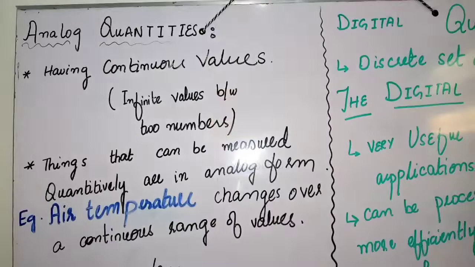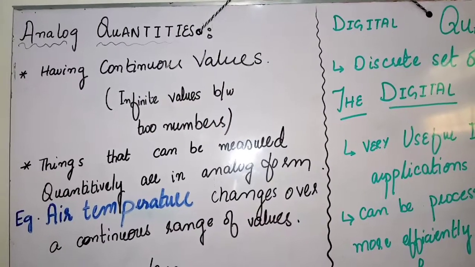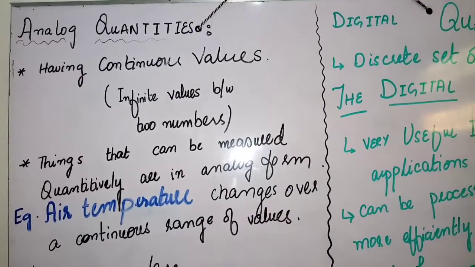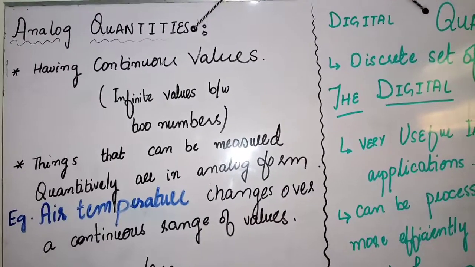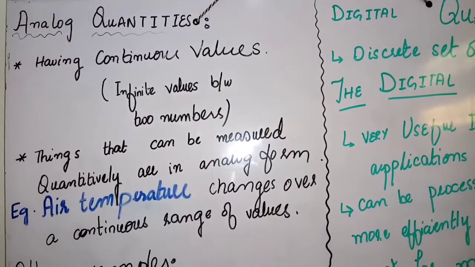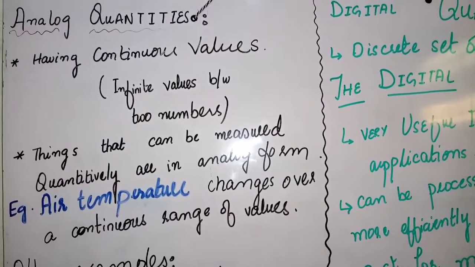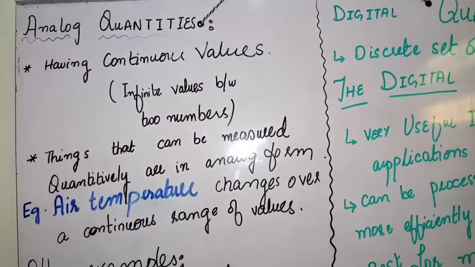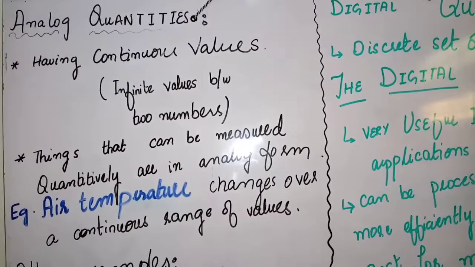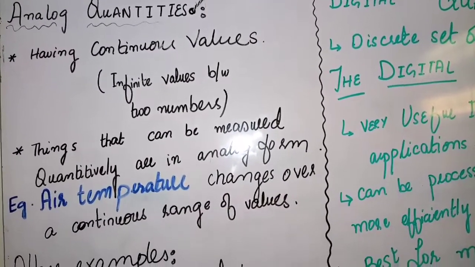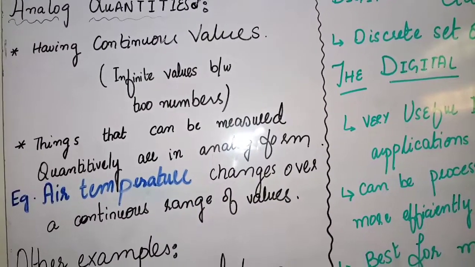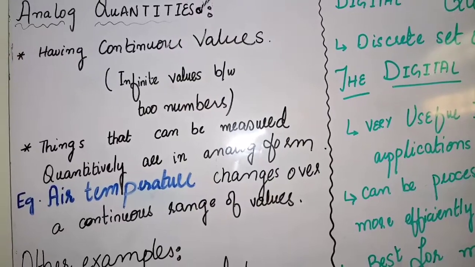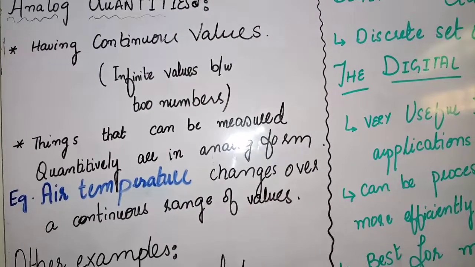I know you guys are aware of analog quantities and digital quantities, but just for revision, I'll explain it again. So the analog quantities have continuous values. It means you can have infinite values between two numbers. Let's take an example of number 1 and number 2. You can have infinite values between them like 1.1, 1.2, 1.3 and so on. Things that can be measured quantitatively are mostly in analog form.